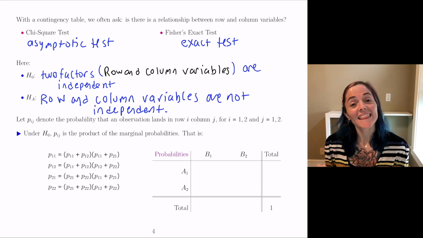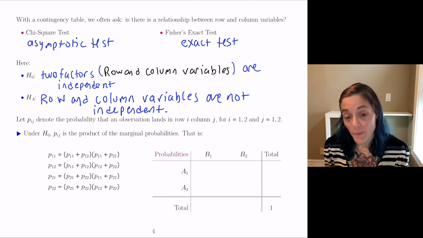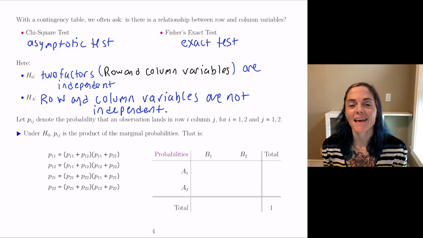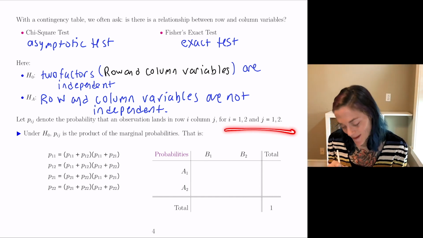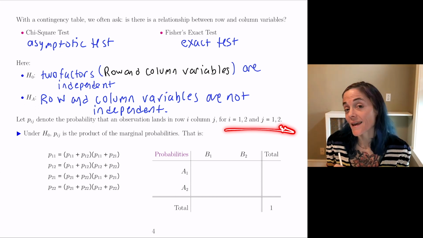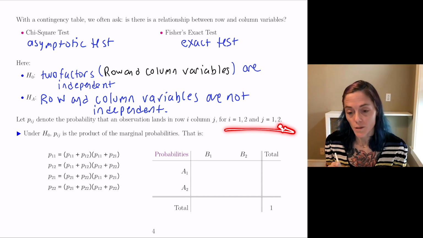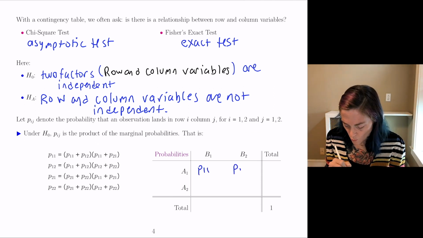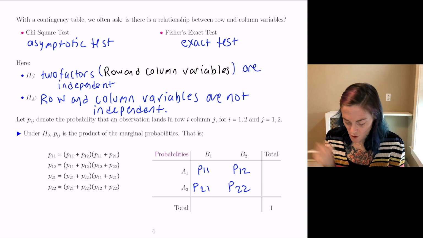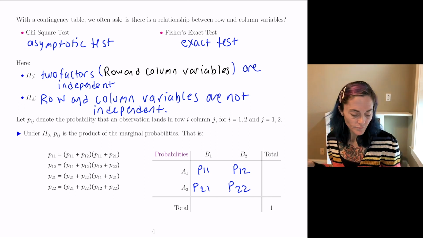Now, let Pij denote the probability that an observation lands in row I, column J. Here we're dealing with a 2x2 contingency table, so I and J can both be 1 or 2. We can fill this in. These probabilities, we would have P11, row 1, column 2, row 2, column 1, and then row 2, column 2, like this.